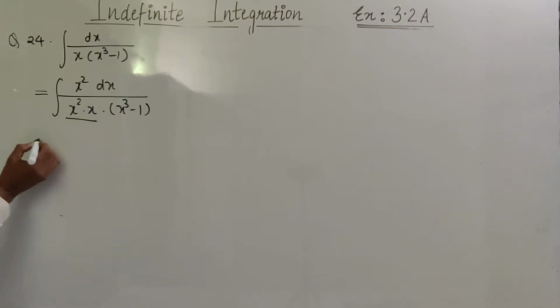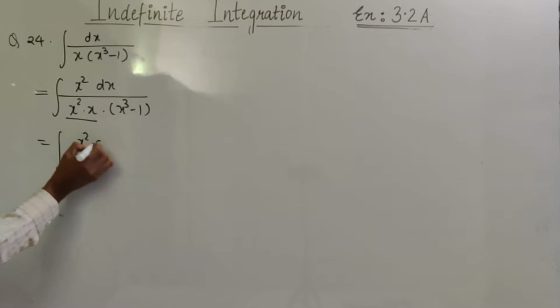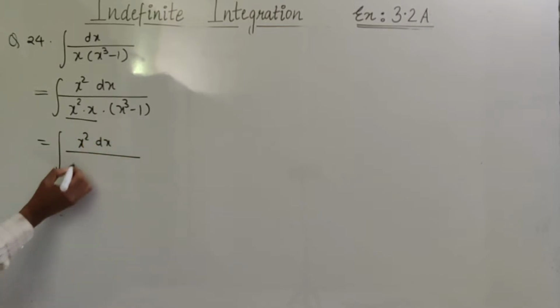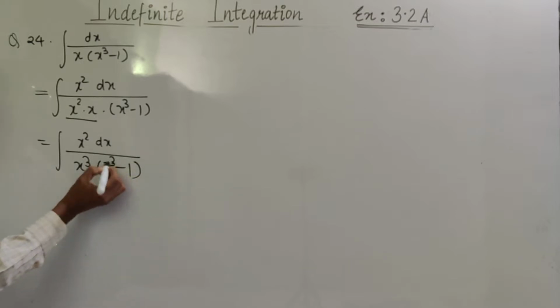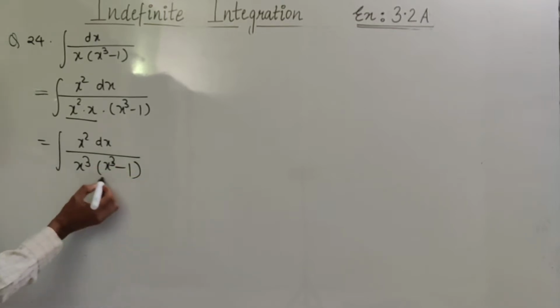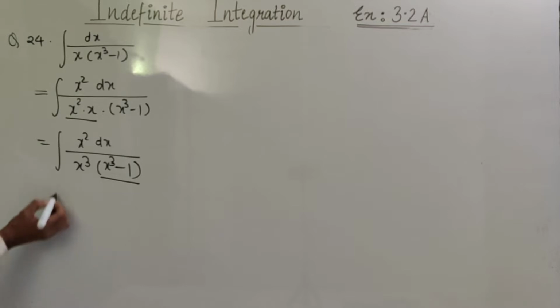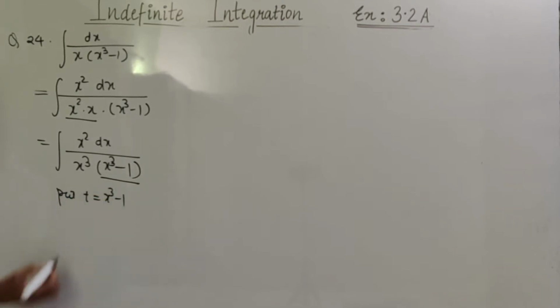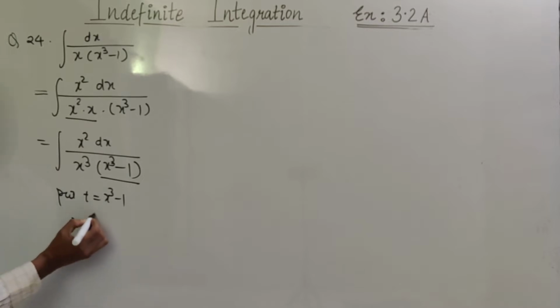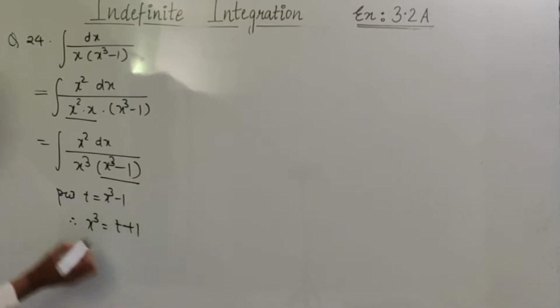x square dx upon x cube into x cube minus 1. Now if we put x cube minus 1 is equal to t. So here we put t is equal to x cube minus 1, so that x cube will be equal to what? t plus 1. This x cube will be t plus 1.